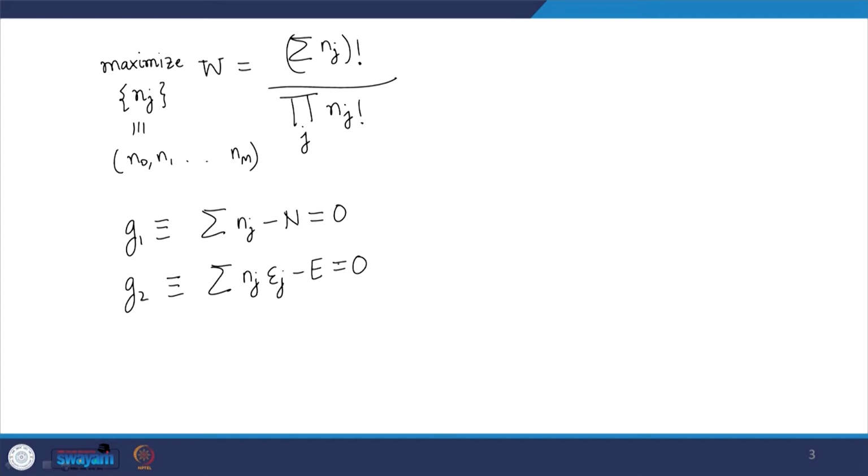Now, as we have noted earlier, we will use the Stirling formula for large n, that says that ln of x factorial for large x is x ln x minus x, and since the maxima of W is going to be the same as maxima of ln of W, because ln of W increases in the same way as W.